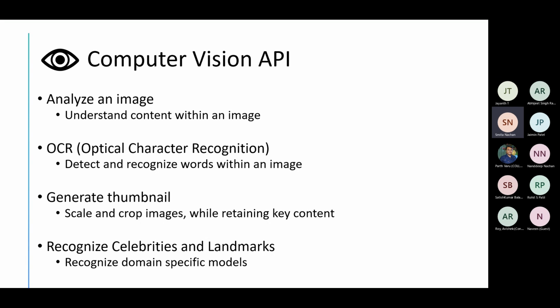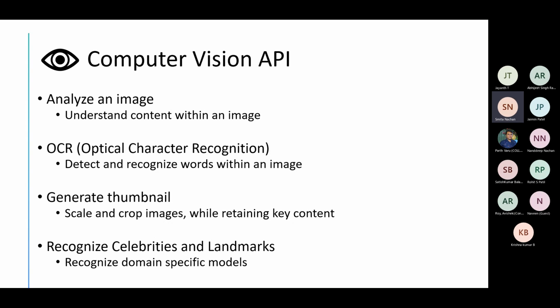Okay. To start with, what is a computer vision API? It analyzes the image and understands the content within that particular image. We can also use OCR, the optical character recognition, to detect and recognize the words within that image. We can generate thumbnails by scaling it, and return the key contents inside that image. And one beautiful thing is that using this computer vision API, we can easily recognize celebrities or even a few landmarks which are already trained by Microsoft.